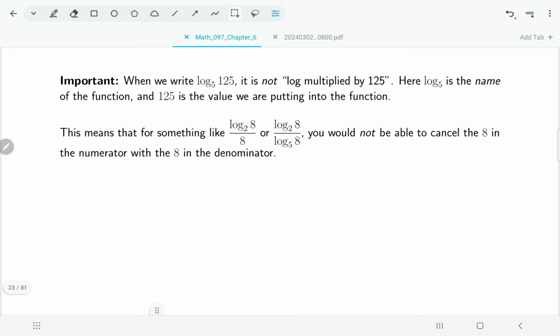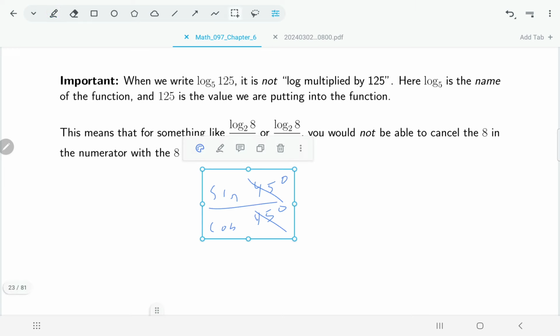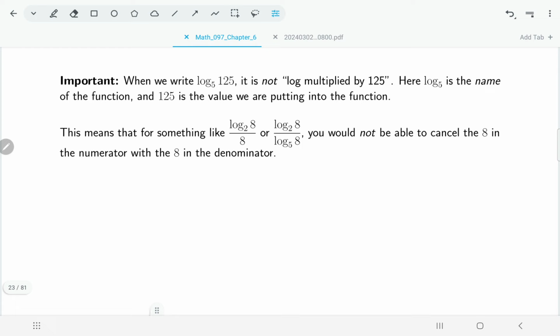We're going to see the same sort of thing, by the way, coming up later in chapter 7 when we look at trigonometry, where for similar reasons, something like sine of 45 degrees divided by cosine of 45 degrees, you wouldn't be able to cancel the degrees because, again, that would be the name of the function, and 45 degrees is the number going into that function. So that's kind of a running theme through this course, through the next couple of sections.